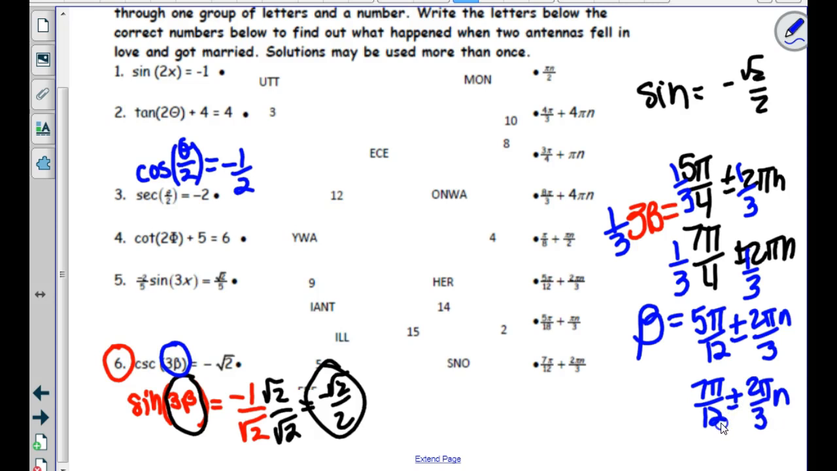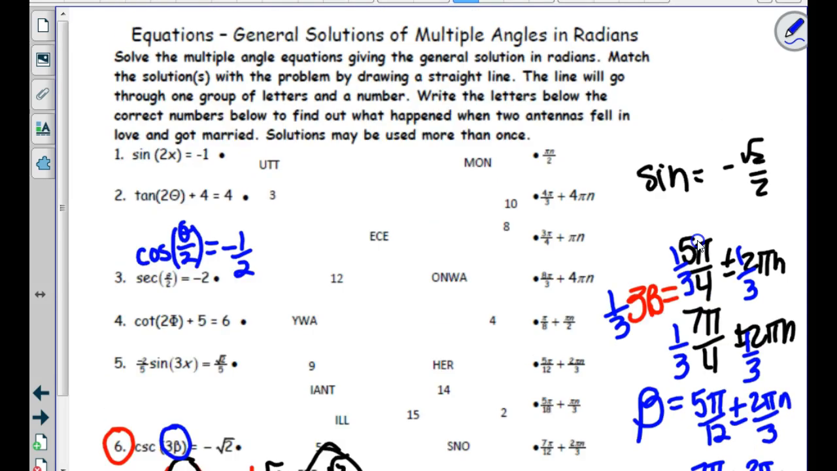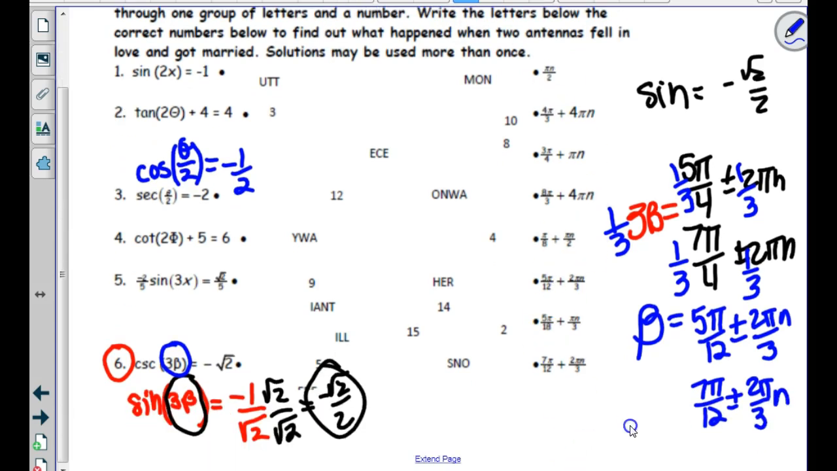What are we supposed to do? To find out how, solutions may be used more than once through one group of letters and a number. Match the solution or solutions with the problem by drawing a straight line. See, that's why I'm thinking. Okay, so where does, I'm going to use my line tool or this isn't going to work. Go from here to this guy. Oh, yeah, that's not the line tool, Hofbauer. Darn it.